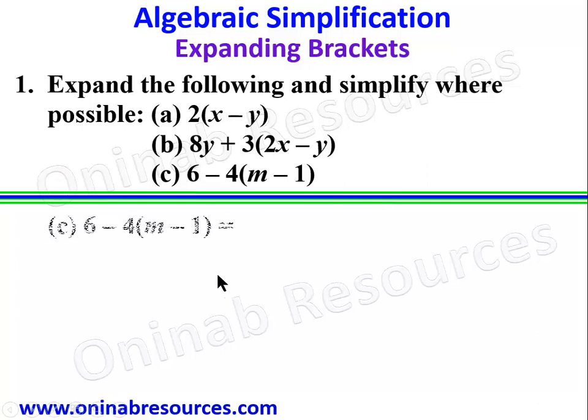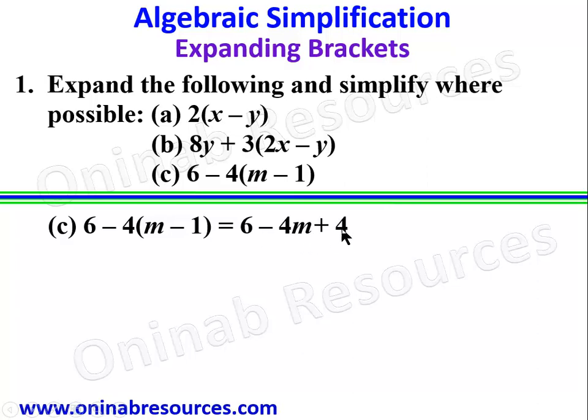So we go to problem 1c. In problem 1c, again, this 6 is not connected to the bracket, and it is not possible for us to say 6 minus 4. No. So we maintain this 6. It is a term on its own. We are using this negative 4 to multiply every term inside the bracket. So negative 4 times m gives negative 4m, and negative 4 times negative 1 gives positive 4.